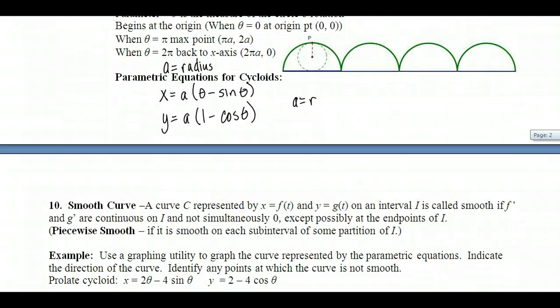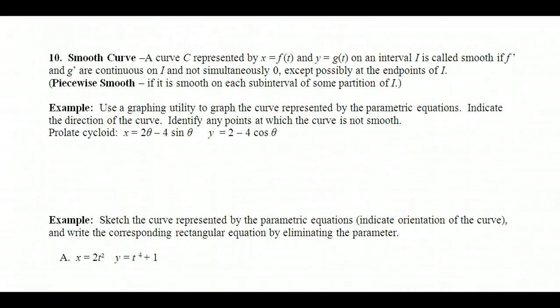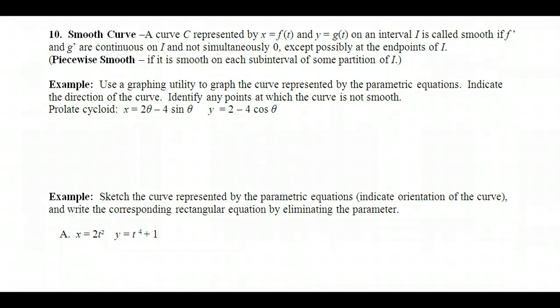Other things that we will be using are the idea of a smooth curve. We have a curve C represented by a parametric equation, x equals f of t, y equals g of t, on an interval I. It's considered to be smooth if the derivative of f and the derivative of g are continuous on your interval. And there's one stipulation here: they cannot simultaneously be 0, except possibly at your endpoints.